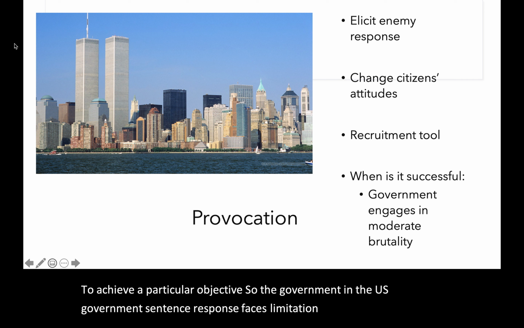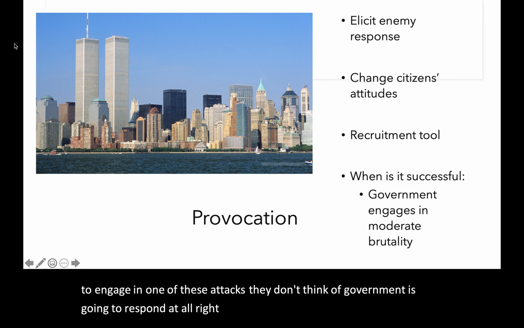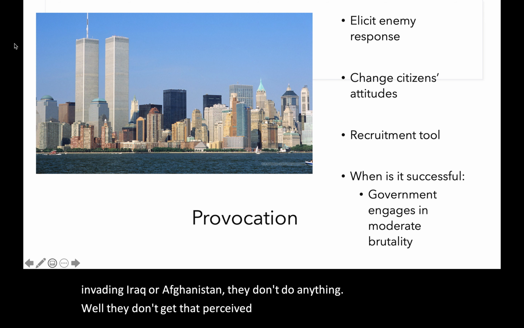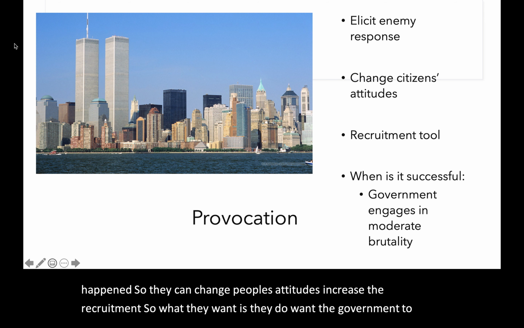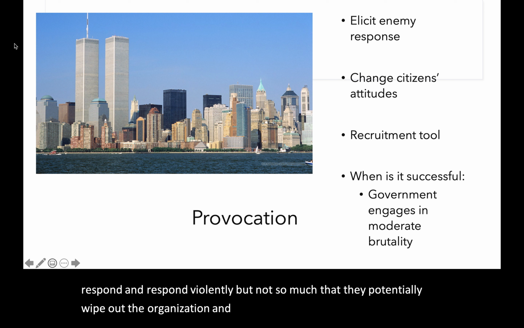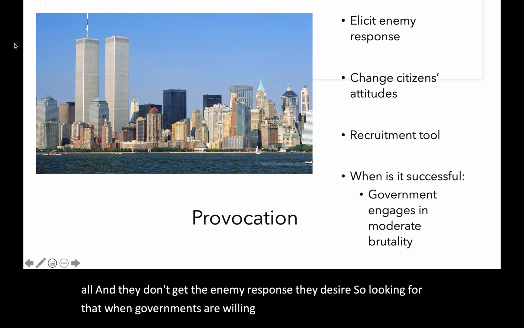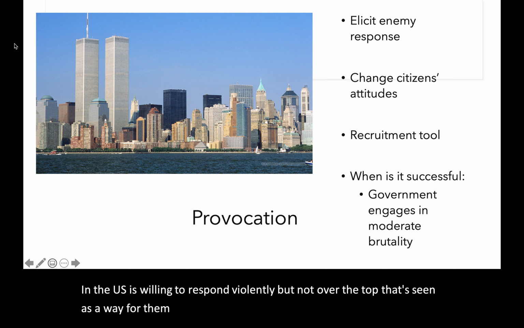So they also don't want to engage in one of these attacks if they don't think a government's going to respond at all, right? Because if the U.S. doesn't respond by invading Iraq or Afghanistan, they don't get that perceived overreaction that they want to have happen so they can change people's attitudes, increase the recruitment. So what they want is, they do want the government to respond and respond violently, but not so much that they potentially wipe out the organization, and on the flip side, not respond at all so they don't get the enemy response they desire. So looking for when the U.S. is willing to respond violently, but not over the top, that's seen as a way for them to successfully carry out their provocation strategy.